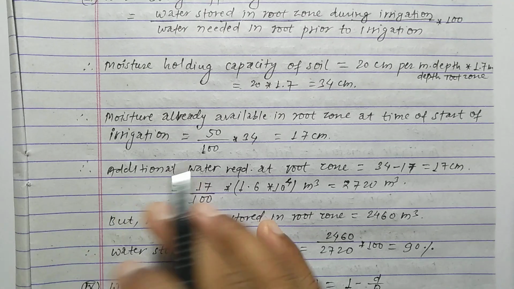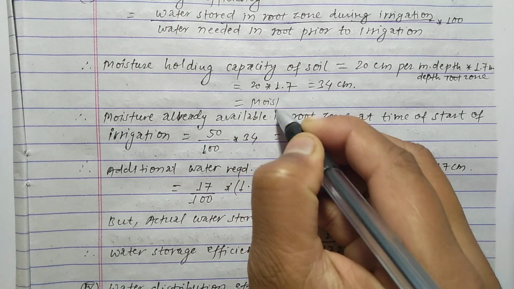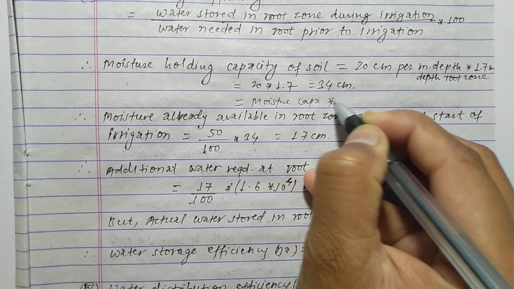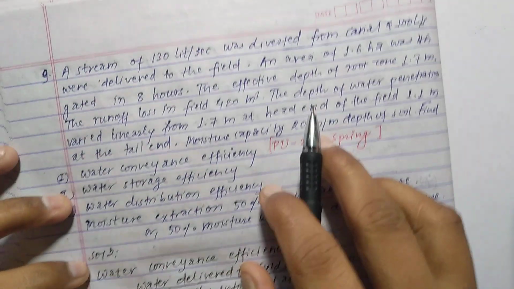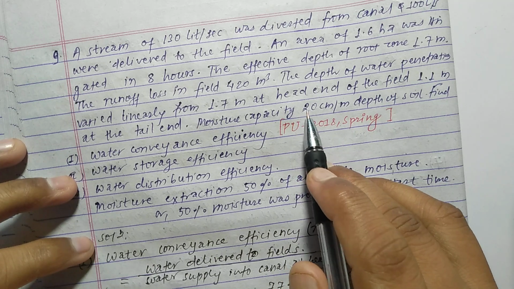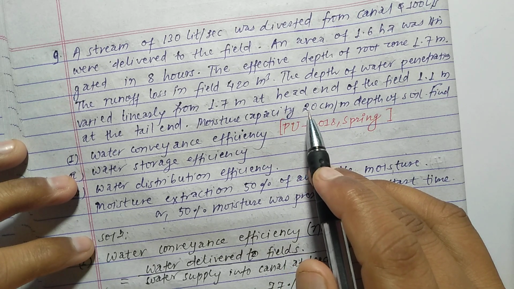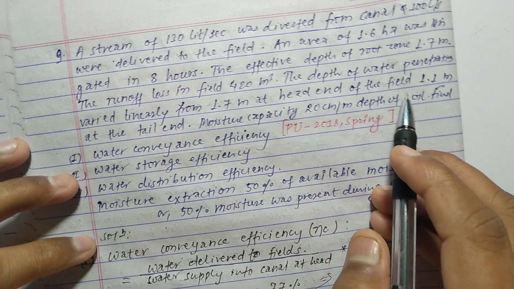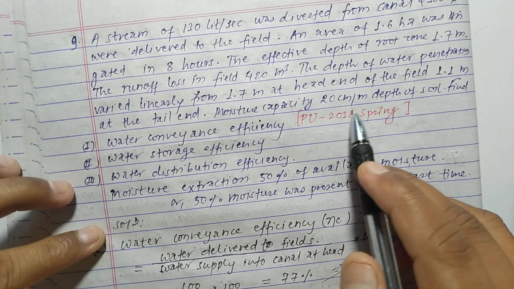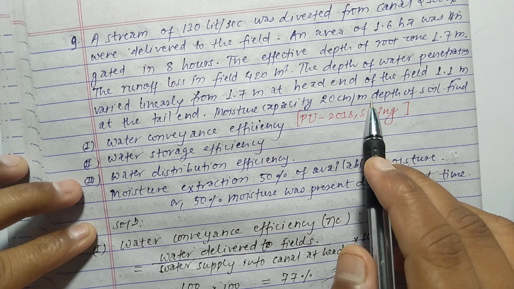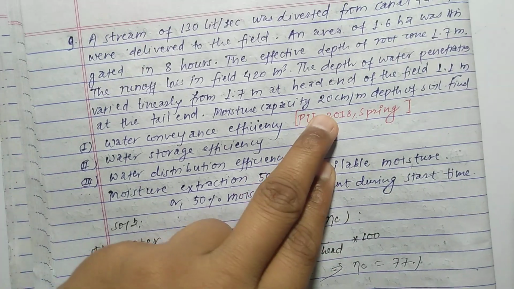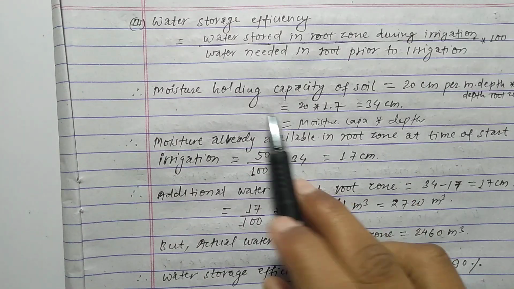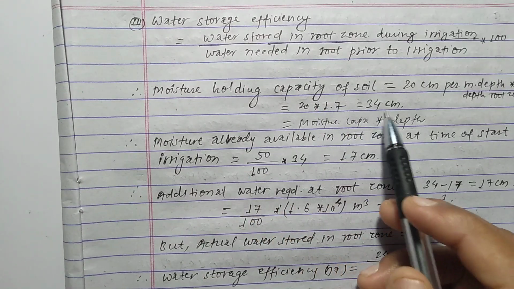Or you can also write this as moisture capacity into depth. You can see in the question we are given the moisture capacity: 20 cm per meter depth of the soil, and the effective depth of the root zone is given as 1.7. So we have to multiply these two values. After multiplying, 20 into 1.7, the moisture holding capacity of the soil becomes 34 cm.